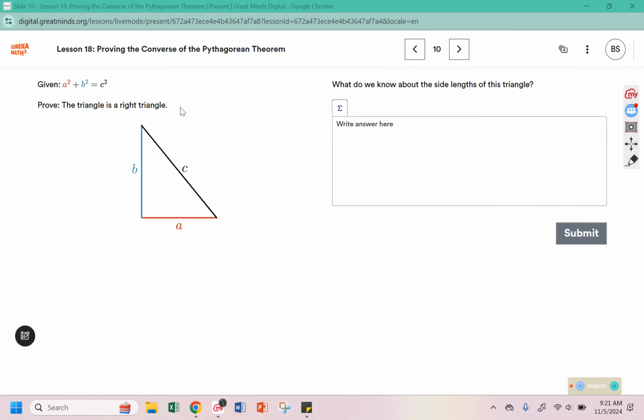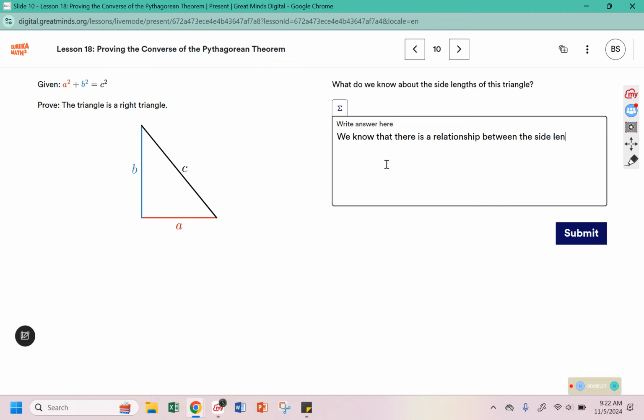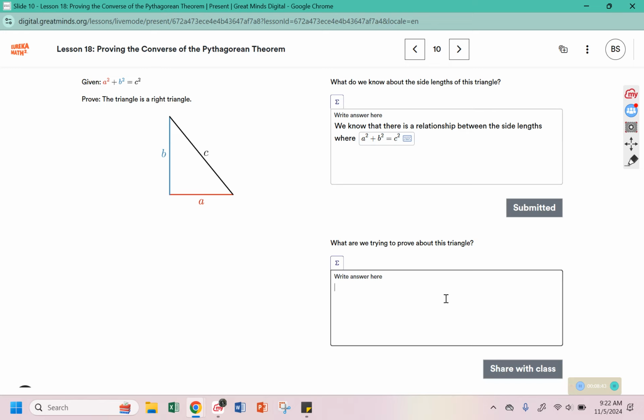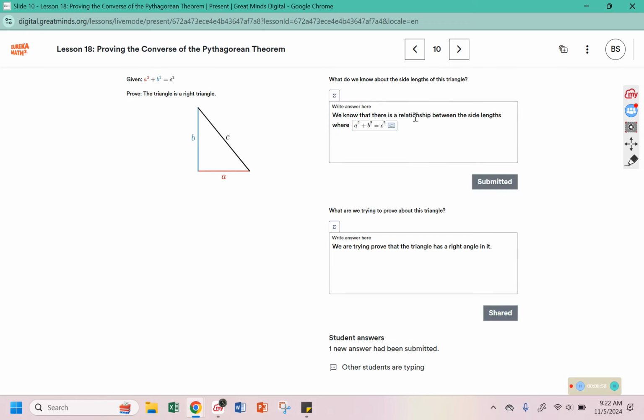So it says, prove that the triangle is a right triangle. What do we know about the side lengths of this triangle? We know that when we square the lengths and add them together, we get the value of c squared. What are we trying to prove about this triangle? We are trying to prove that the triangle has a right angle in it, that it has a 90-degree angle.